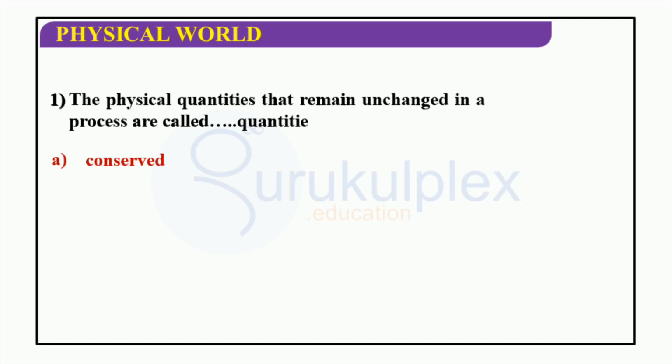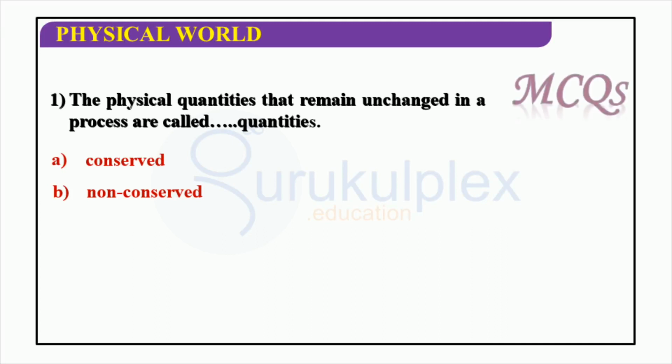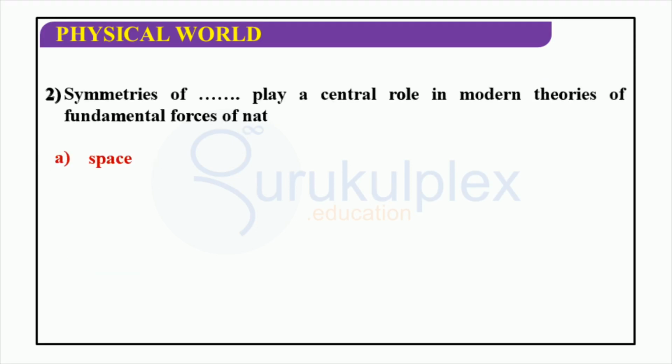Conserved quantities are physical quantities that remain unchanged in a process. These can be either scalar or vector quantities, and this multiple-choice question provides options A, B, C and D to identify which of these types of quantities stay the same throughout a process. Symmetries of space and time have considerable relevance in contemporary theories of the basic forces of nature. A frame of reference, which is essential to comprehend our physical reality, is part of this concept.